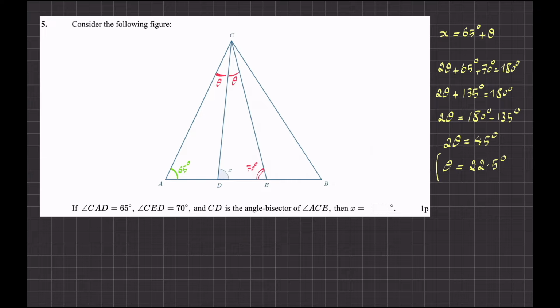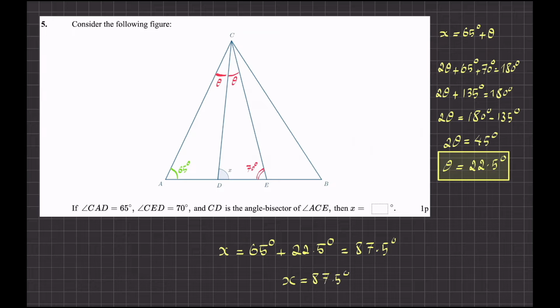So this means theta is 45 divided by 2, which is 22.5 degrees. This is your theta. Okay, now I will take this theta and put it here, and then I find x. So what is x? X is equal to 65 degrees plus 22.5 degrees, which is 87.5 degrees. So x is 87.5 degrees. Yes, but again, the degree sign is typed here. So what you need to type is just simply 87.5.